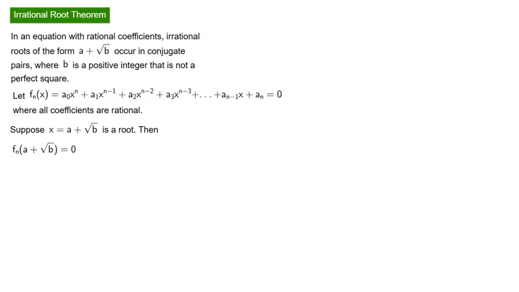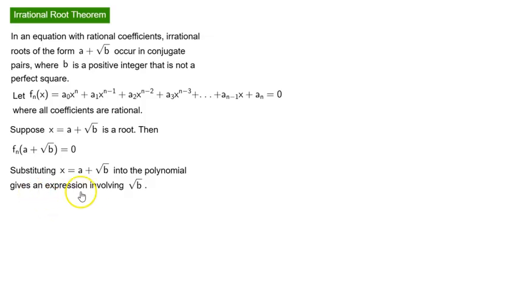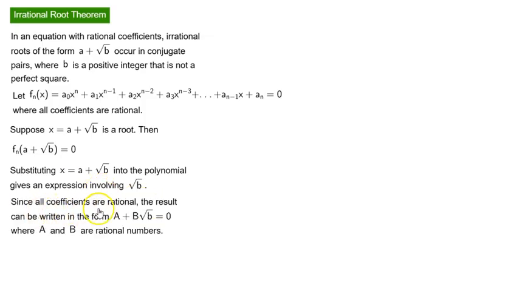we will get 0. Substituting x equal to a plus root b into the polynomial gives an expression involving root b. Since all coefficients are rational, the result can be written in the form a plus b root b equal to 0, where a and b are rational numbers.